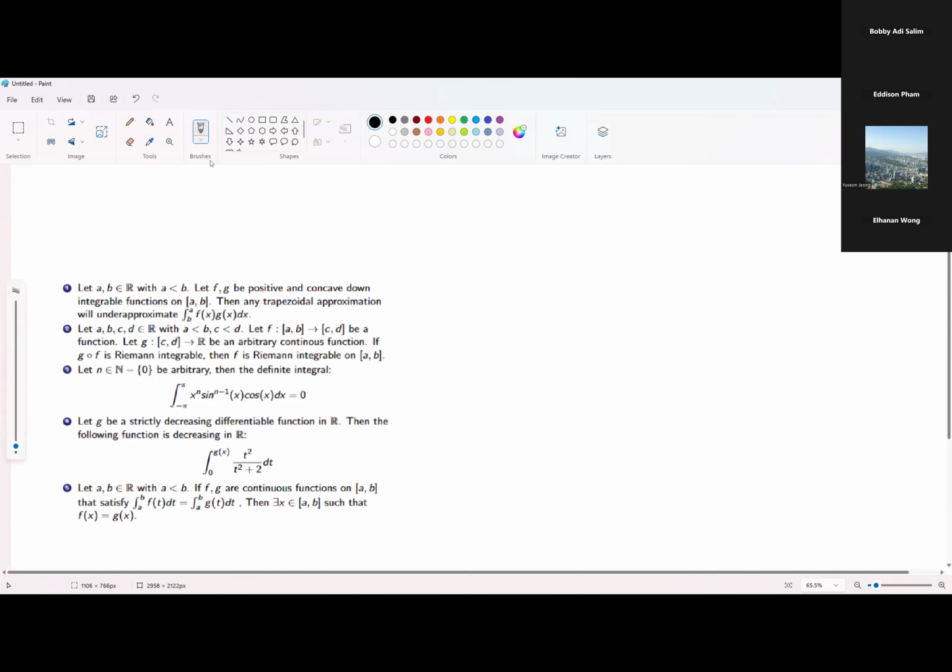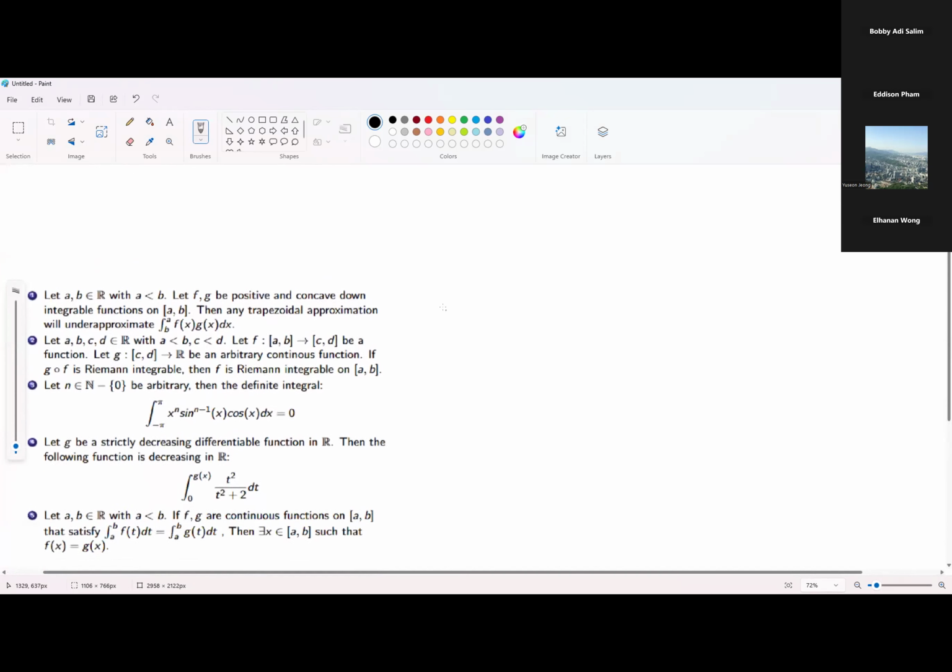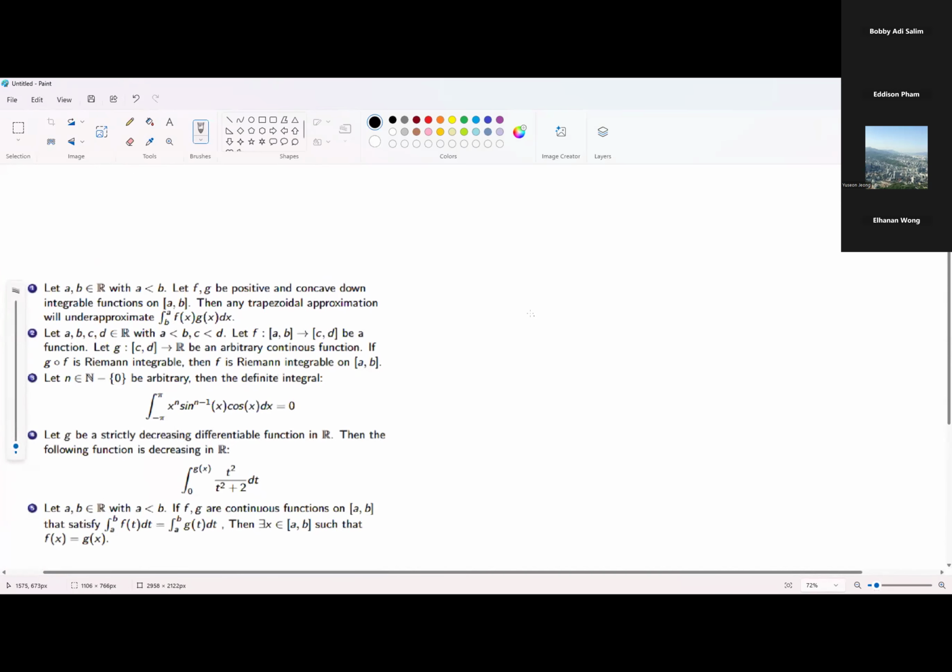So, can anyone tell me if this is true or false? No answers. All right. So it happens to be the case that this is false. Can anyone think of a counterexample? Actually, I'm going to just give you guys a counterexample right now. Let f of x and g of x be equal to square root of x. I'm pretty sure you guys know this is concave down, right?